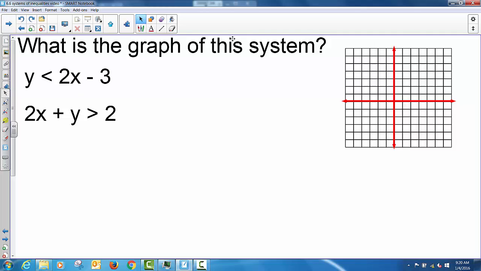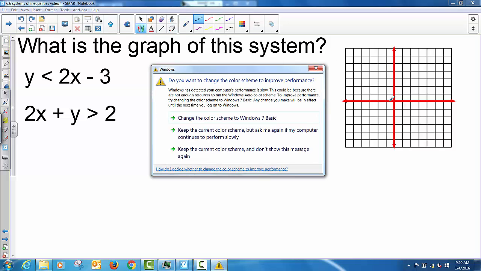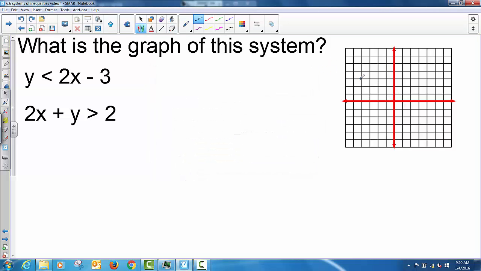What is the graph of this system? Y is less than 2x minus 3. The slope is 2. The y-intercept is negative 3. So let's come over here and draw this. The slope is 2 and the y-intercept is negative 3. So we come down here to negative 3 and we put a dot. Okay, and the slope is 2, so that means we go up 2 and over 1. Up 2 and over 1. Let's keep on going here and get it nice and accurate.